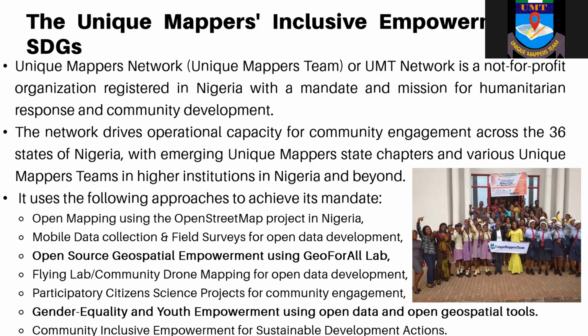So the network drives about 7 areas of focus, which include open mapping using the OpenStreetMap project in Nigeria, and then mobile data collection and field surveys for open data development.